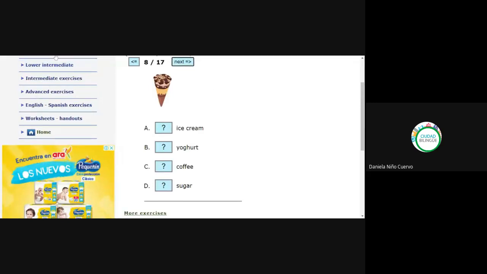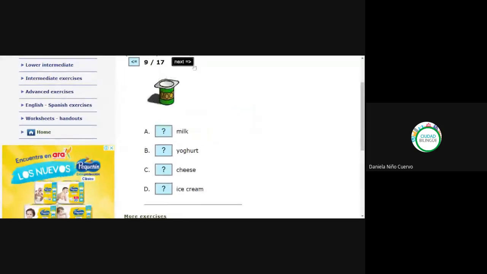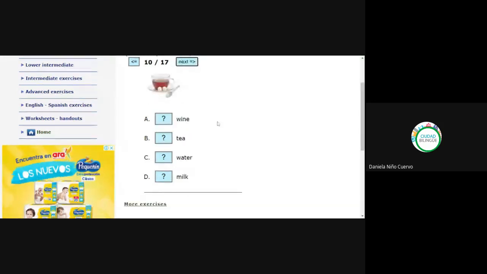Number seven. What is that? Well, it's kind of confusing, this image. That is like beer, yes? Beer. Parece un juguito, más bien. Just a beer. Number 8. What is that? Ice cream. Yes, ice cream. Number 9. What is that? Very good, Karen, Jose. It's a yogurt. Yogurt. Number 10. What is that? That is tea. Tea.